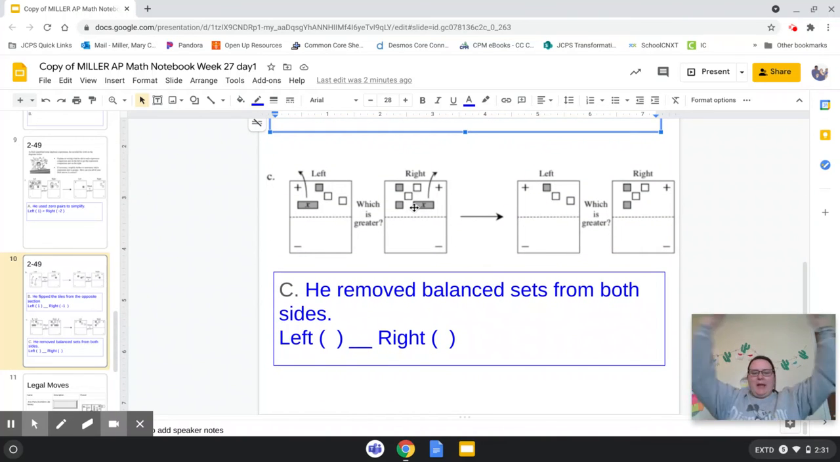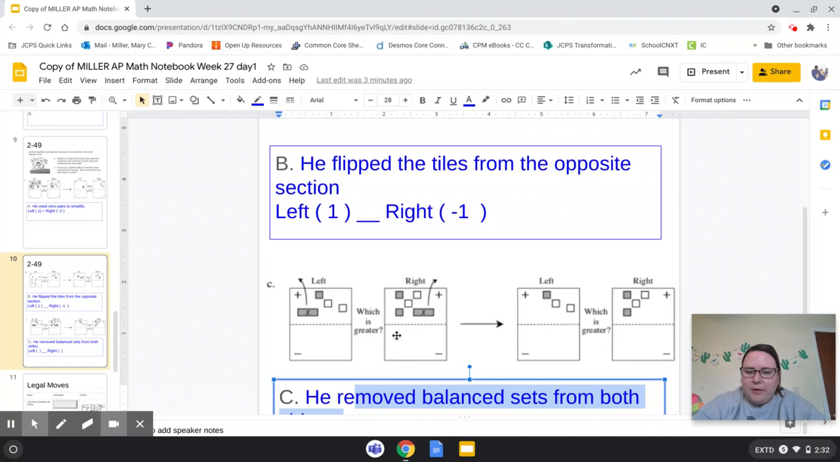Now we're removing an x from both sides. Okay, with that legal move, he's removing balanced sets. You need to figure out what's the value of the left side and what's the value of the right side. When you have those values, you'll be able to tell, is the left side or the right side greater? That's what you need to fill in, okay?